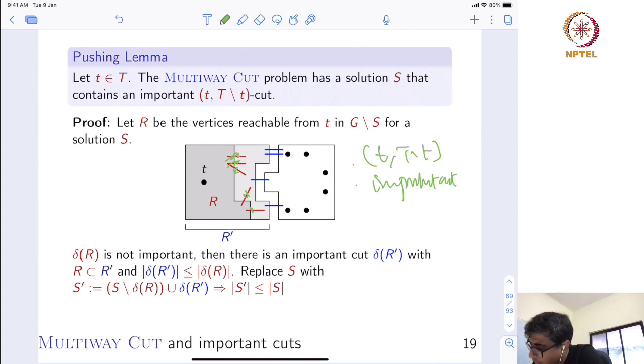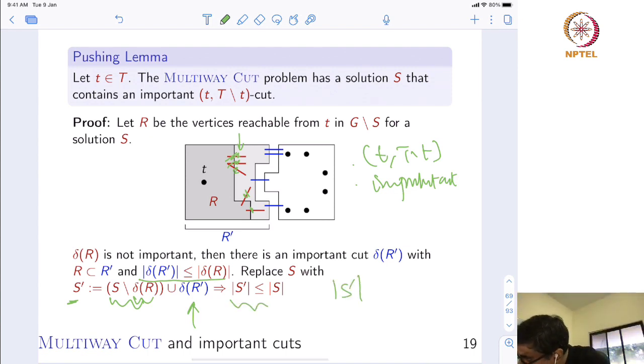And what is the property of this? The number of blue edges is less than the red edges, which is encapsulated by delta R prime being at most delta R. So now I'm going to make a new solution S prime. From S, I'm going to remove all the red edges, the edges which were incident to R, delta R, and then I'm going to add delta R prime. Now, look, I deleted first delta R and then I added delta R prime. The size of delta R prime is at most delta R, which implies that size-wise S prime is at most F, which is at most K, which is great.